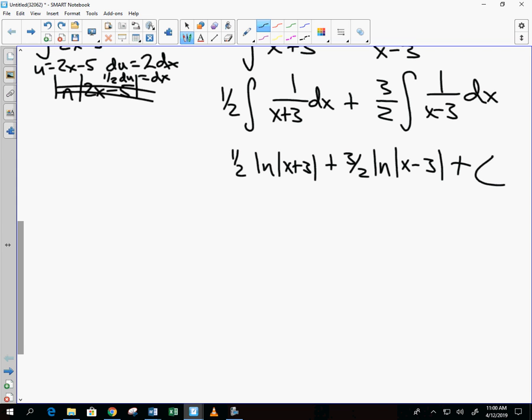Integration by partial fractions. I will give you your worksheet. We are going to work again on it on Monday.